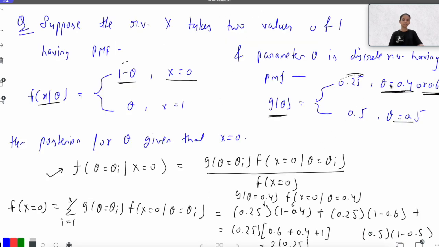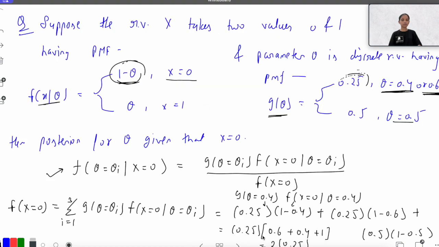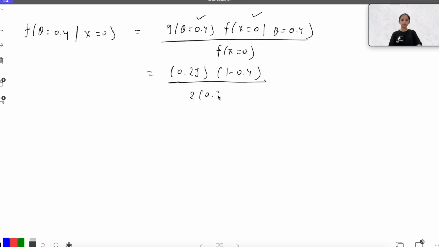G of theta equal to 0.4 is 0.25. And for theta equal to 0.4, f of x equals to 0 is 1 minus theta, so we are going to say 0.25 and 1 minus 0.4, and the marginal corresponding to x equals to 0 is twice into 0.25. So twice into 0.25, this would cancel out and we will be having 0.6 by 2, which is 0.3.